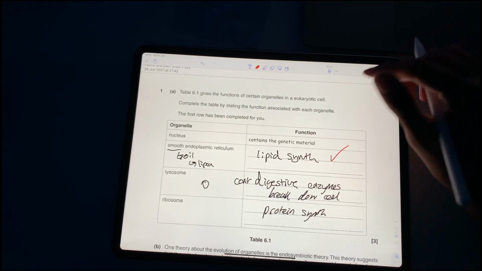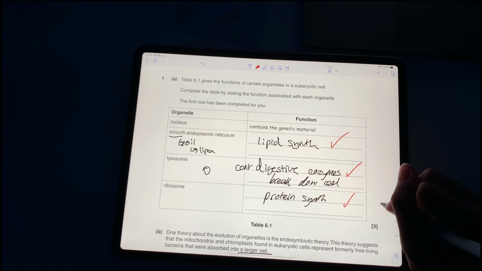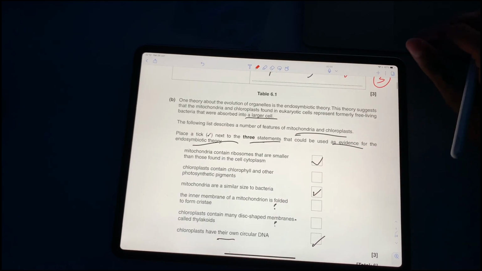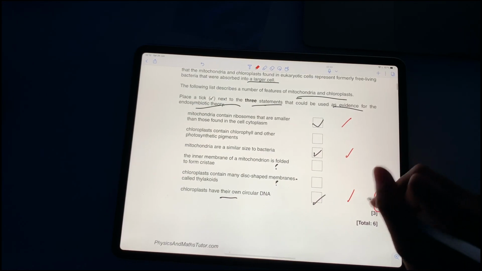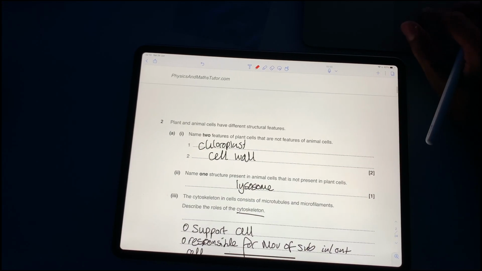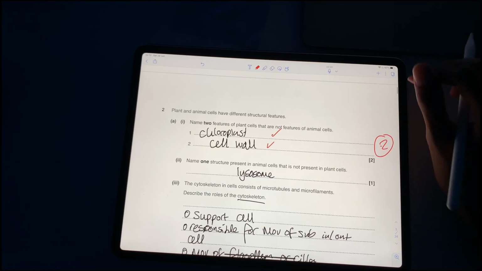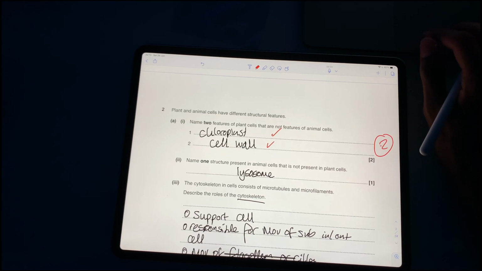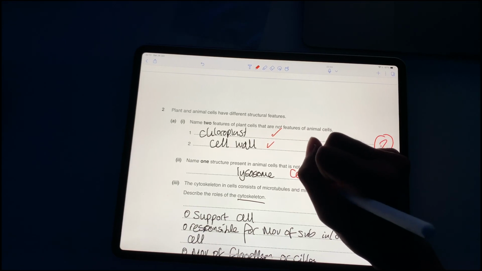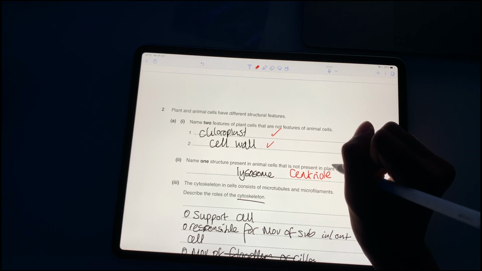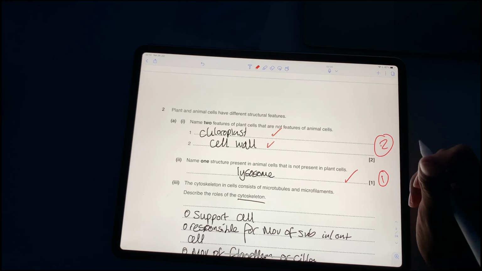Let's just mark it as right. Lysosome, it contains, yeah, I got that right. And ribosome, protein synthesis. I got 3 out of 3. Good. The next one should be taking the first, taking the second, taking the last. 3 out of 3. I'm on a roll already, 100%. 2A, this was easy. Cell wall and chloroplasts, that's 2 marks. The next one is centriole. Don't know. Oh no, except lysosomes. Never mind. That's right. 1 mark.